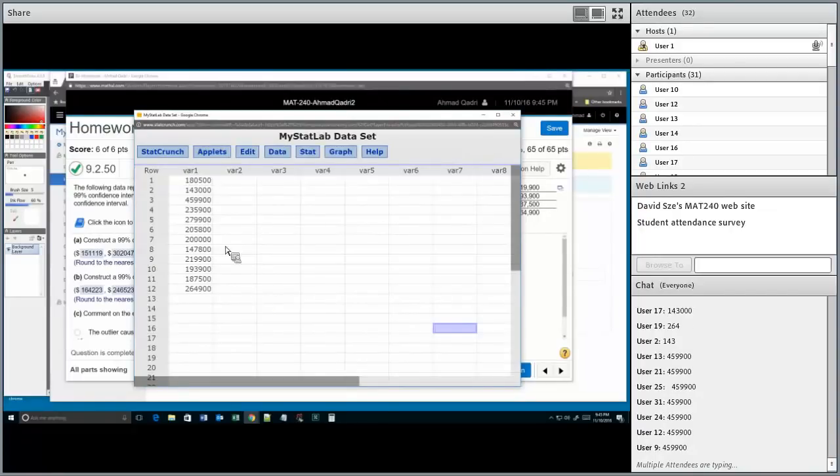Very good. The outlier is right here, okay? It's 460,000. All the other values are fairly within the range of each other. 143, 180, 147, 219, 264. All of these are close enough, except this one, which is way out there. That's the outlier. So what they want you to do is calculate a confidence interval for the mean when this outlier is included and when this outlier is not included. Okay, that's what they want you to do.